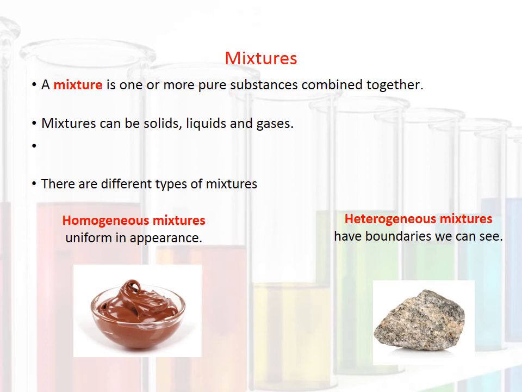So in this section, we've just talked about pure substances that may be single elements or compounds, and we've also talked about mixtures, which are when we have one or more pure substances combined together. And our mixtures may be homogeneous, uniform, or they may be heterogeneous, where we can actually see the different substances that are in the mixtures. So this concludes the second video for Chapter 3, covering sections 3.2 and 3.3.